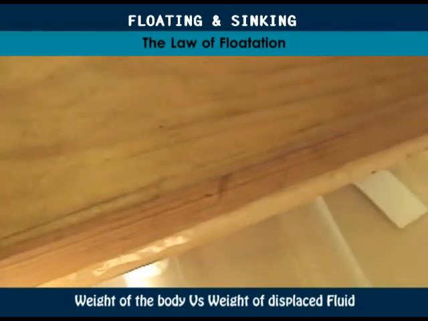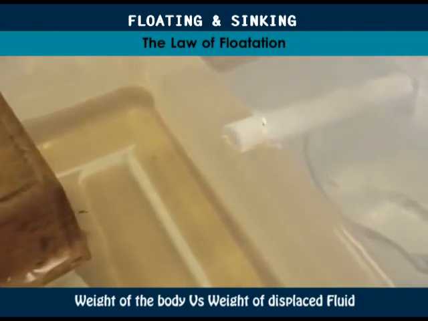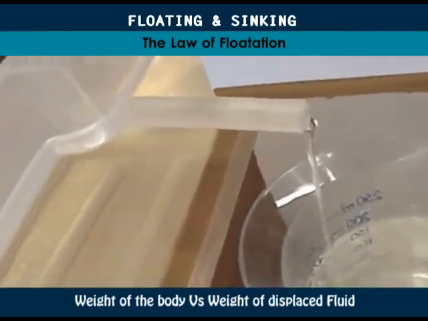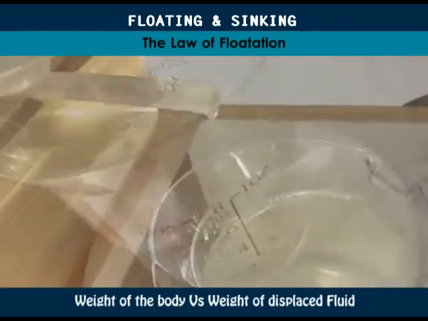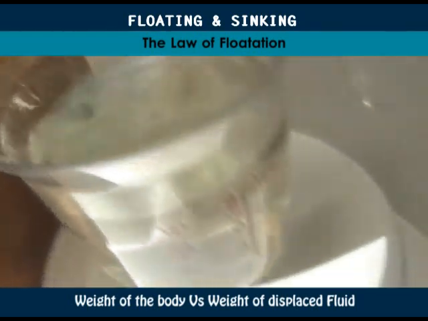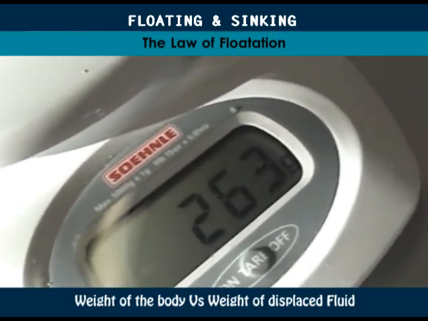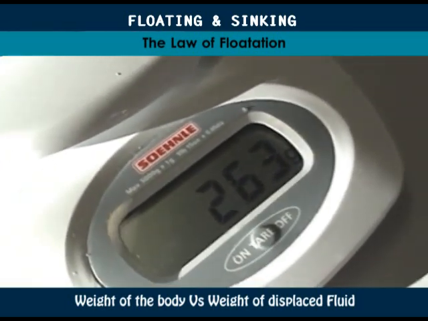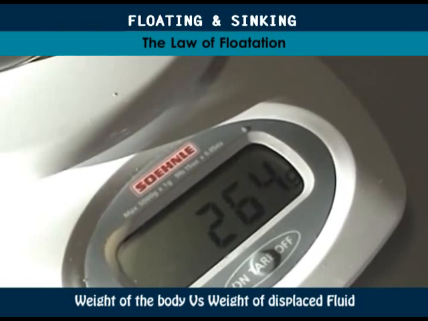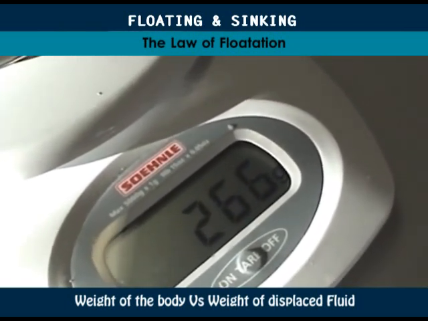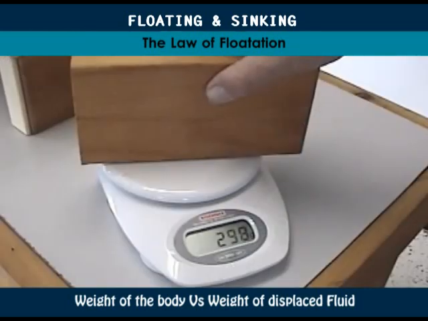When we place the block on the water, it floats and displaces some liquid which runs into the cup through the spout. The scale is weighing this displaced liquid. After some minutes, the flow slows down and finally stops. The scale indicates that the displaced liquid weighs 266 grams, which is equal to the weight of the block.